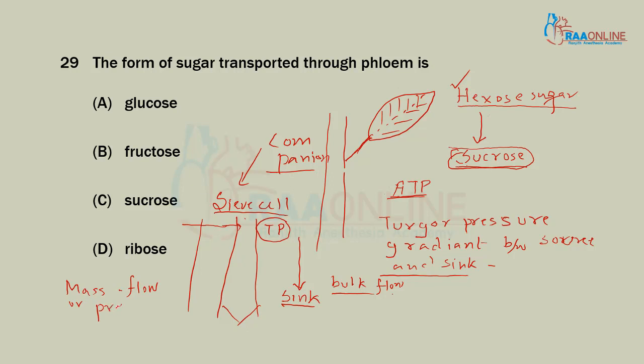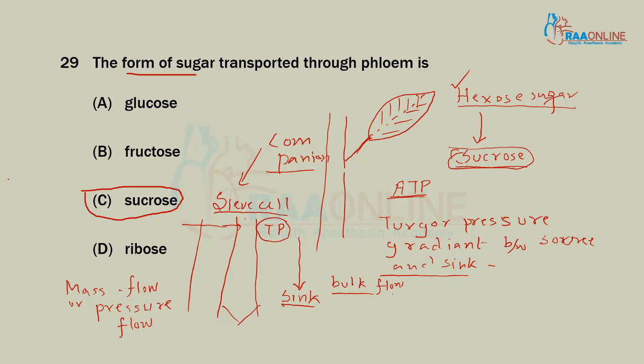Mass flow or pressure flow hypothesis. So for the 29th question, only the form of sugar is asked. In that question, sucrose is correct, and the rest is the entire mechanism of sugar translocation.